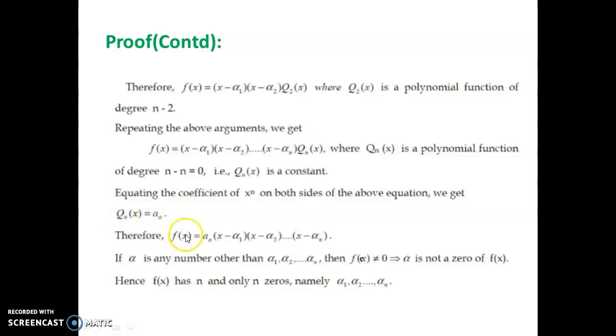Therefore we can write f(x) = a0 into (x minus alpha 1) into (x minus alpha 2) into etc. (x minus alpha n). Here alpha 1 is one zero, alpha 2 is another zero, etc., alpha n is another zero. Therefore this polynomial function f(x) has n zeros.